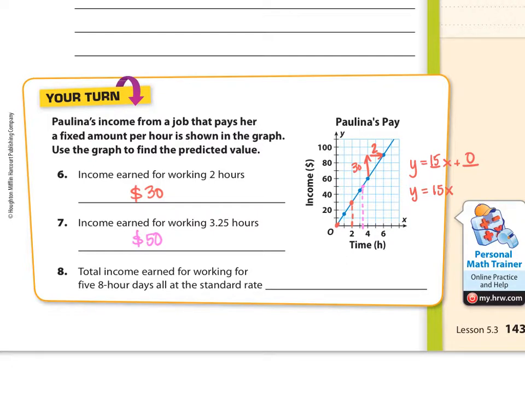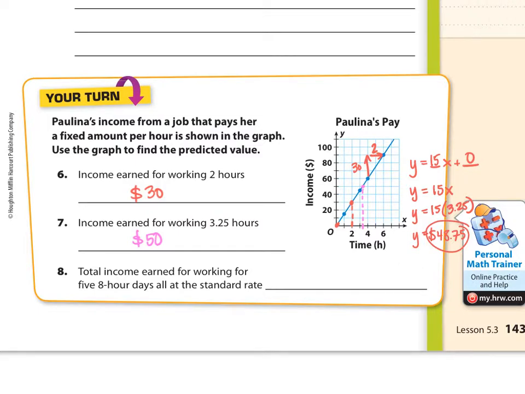And if I want to know the income earned for working 3.25 hours, I just do y equals 15 times the number of hours, 3.25, because x is the hours. So I'm going to use my calculator and do 15 times 3.25, and I get $48.75. So that's the exact amount for number 7.